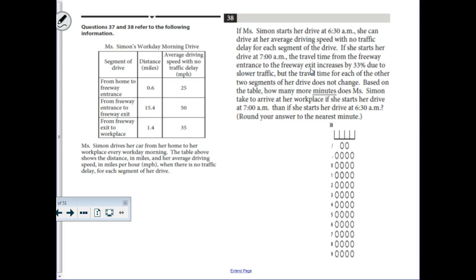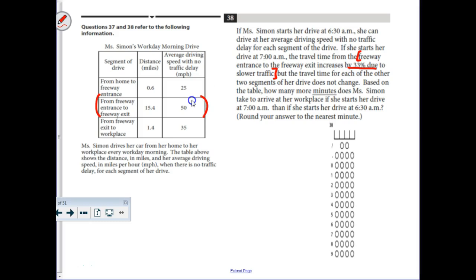However, she wants to sleep in. She wants to start at 7. The travel time from the freeway entrance to the freeway exit increases by 33% due to slower traffic, but the travel time everywhere else is the same. So this part right here is going to increase 33%.